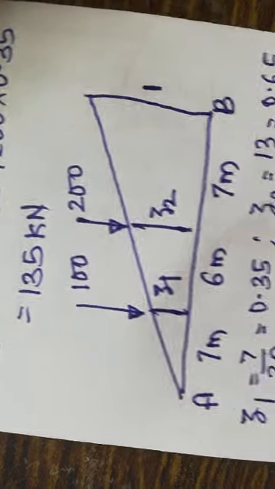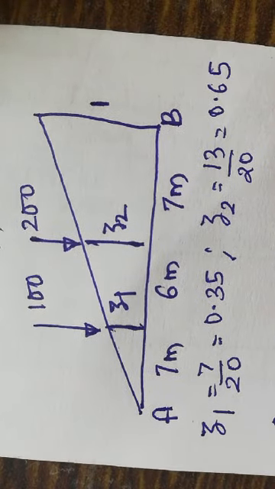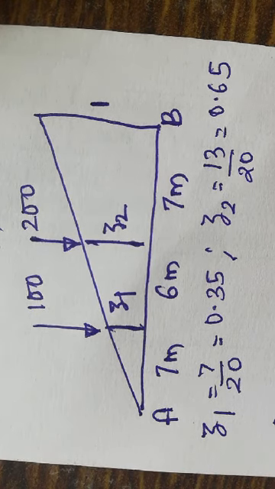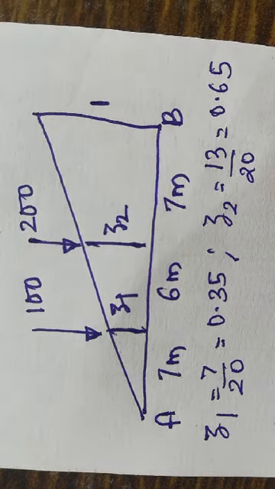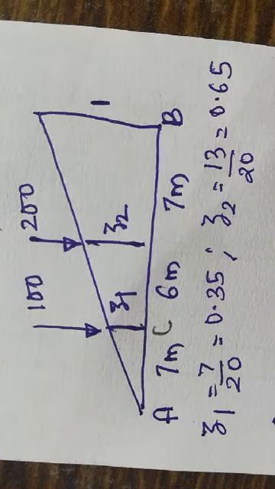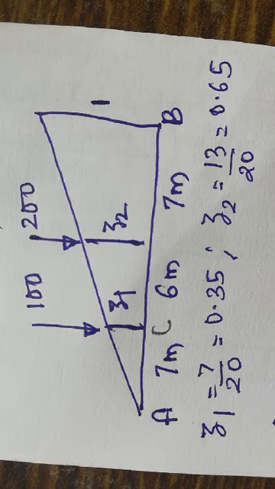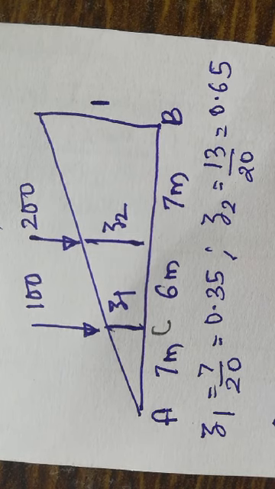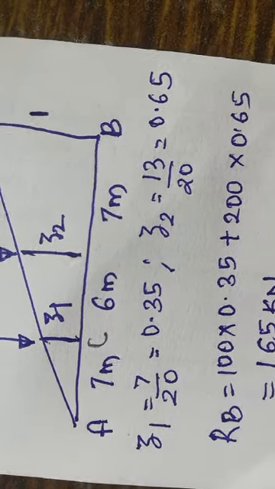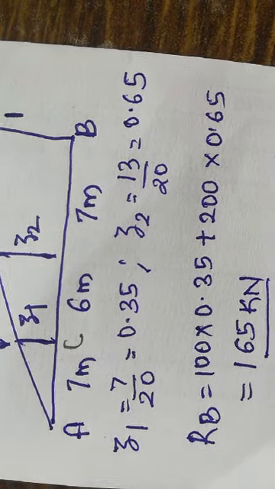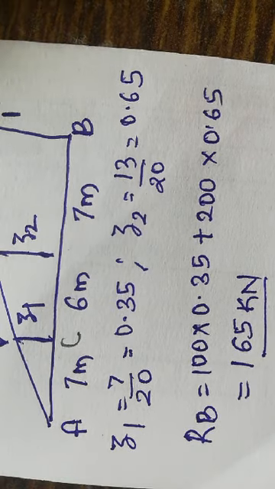Now similarly for RB, this is the influence line diagram for RB. For RB, the maximum ordinate will be at B. C is at 7 meter distance away. I have not made any changes in the distances, as we are calculating for reaction B. Now Z1 and Z2 using similar triangles, you will be getting 0.35 and 0.65. By multiplying with loads, you will be getting the reaction value of RB as 165.